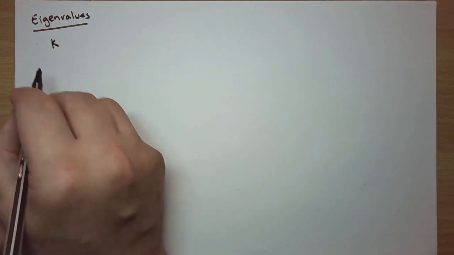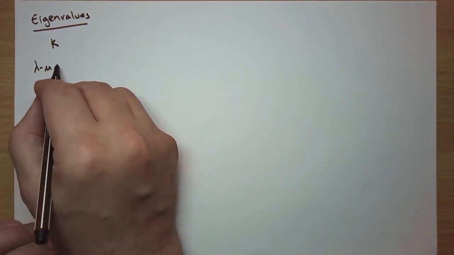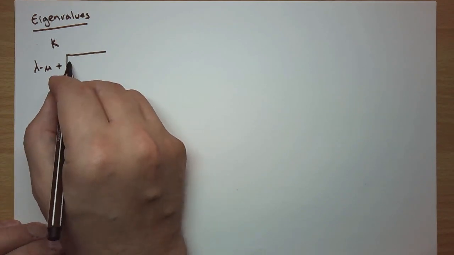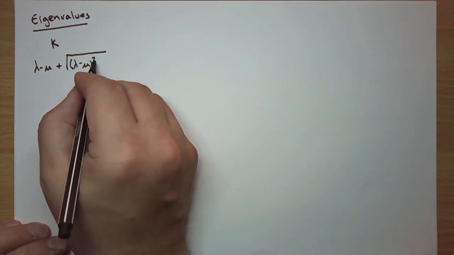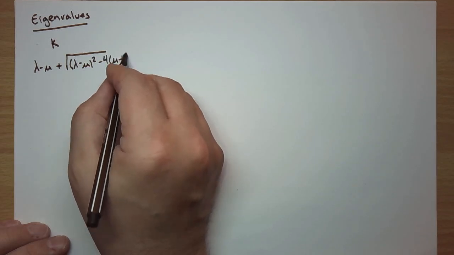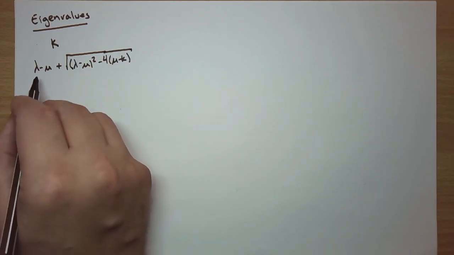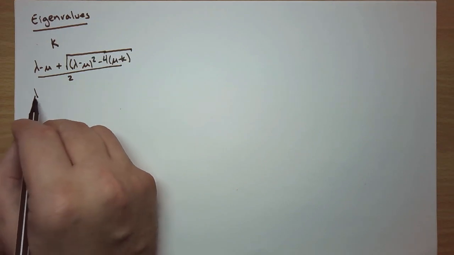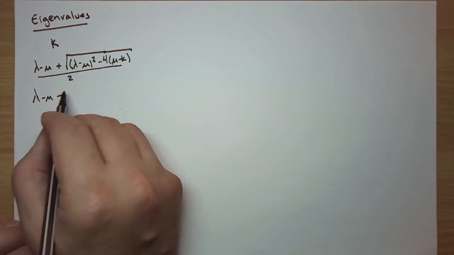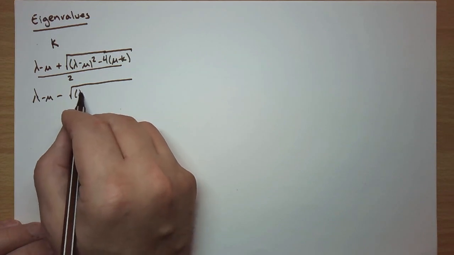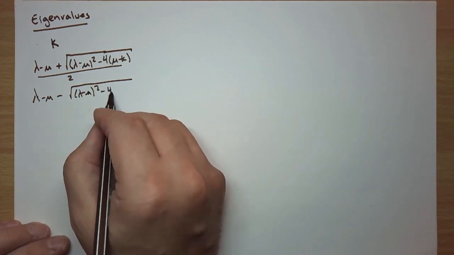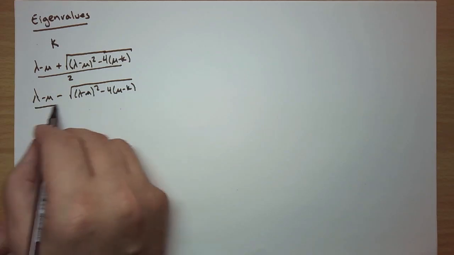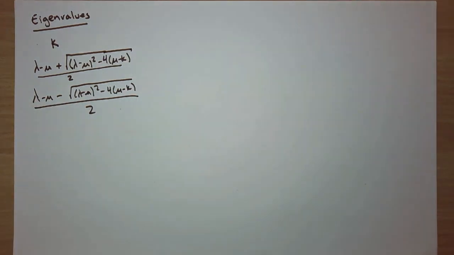So, our eigenvalues, we said we had k. We have lambda minus mu plus the square root of lambda minus mu squared minus 4 times mu minus k, and we have, all over 2. And lambda minus mu minus the square root of lambda minus mu squared minus 4 times mu minus k, all over 2. So those are our eigenvalues.